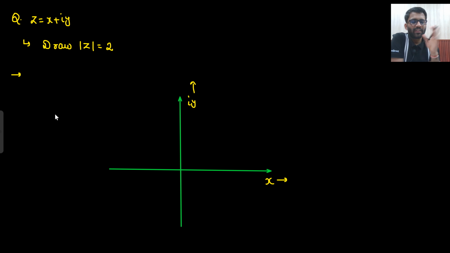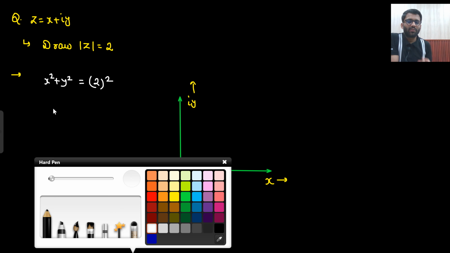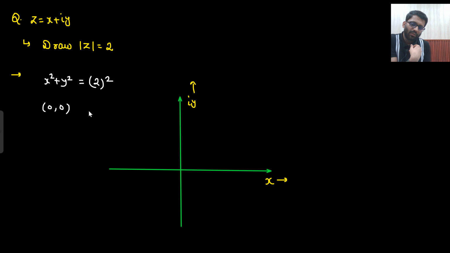What about this? z equals x plus iota y again, you need to draw |z| equals 2. So what is mode of z equals 2? What do you mean by mode of z? Mode of z is under root x square plus y square. That would be equals 2 square. So what is this? This is also the equation of a circle whose radius is 2 and center is 0, 0.